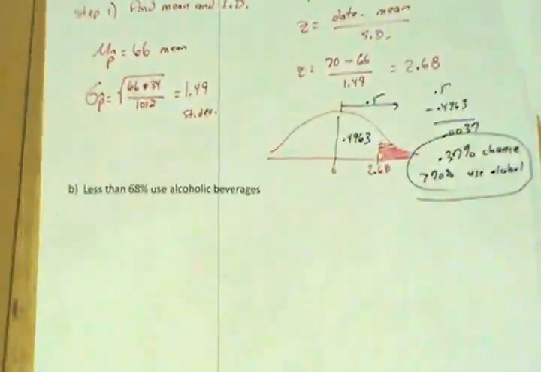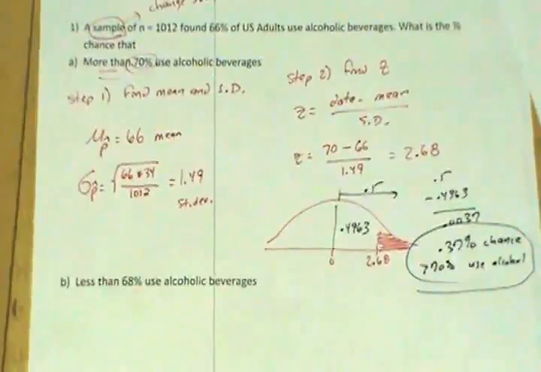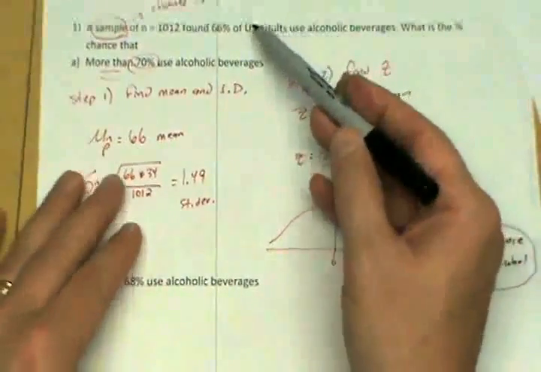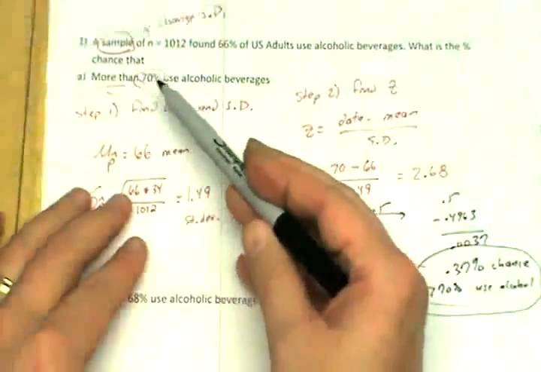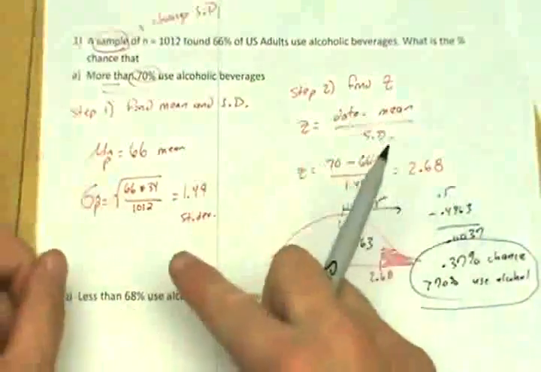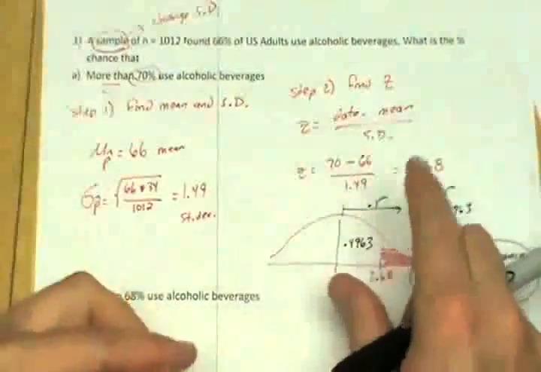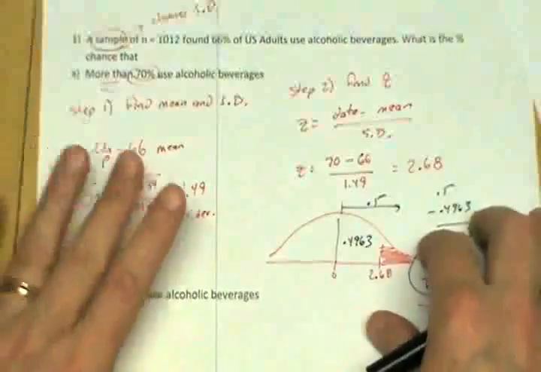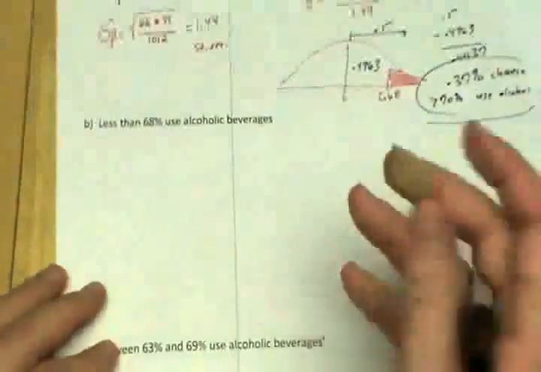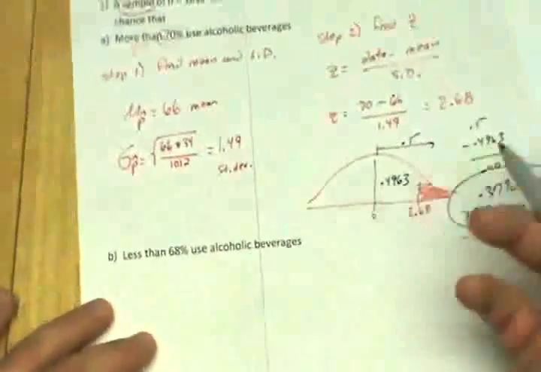Okay. What if we ask a different question? Now these questions all turn out to be the same. Every time you have a statement, these questions either ask for less than, more than, or between. Less than, more than, and between. That's the only three questions you can ask. So we just asked a more than question, so now we ask a less than question. What's the chance that it's less than 68?